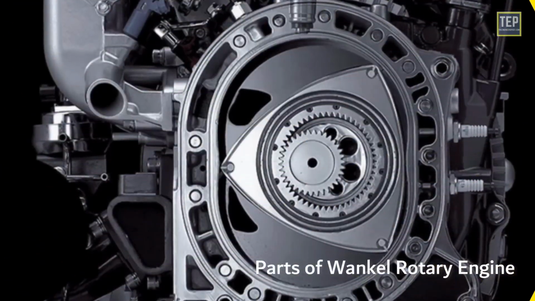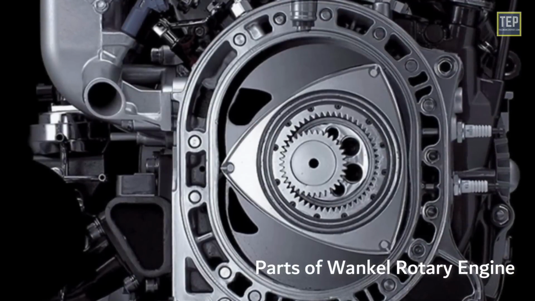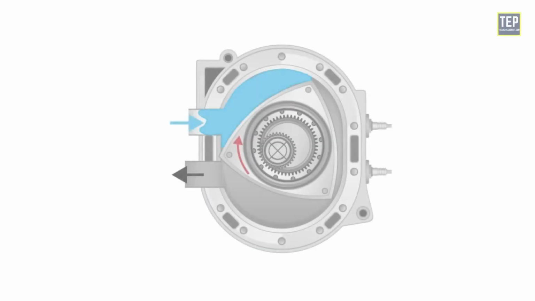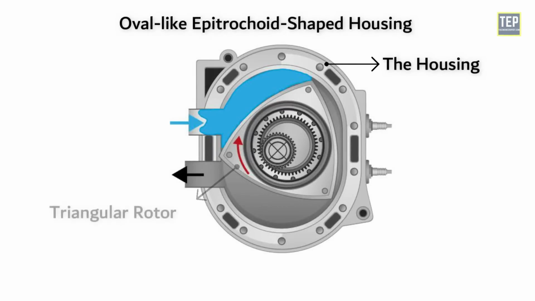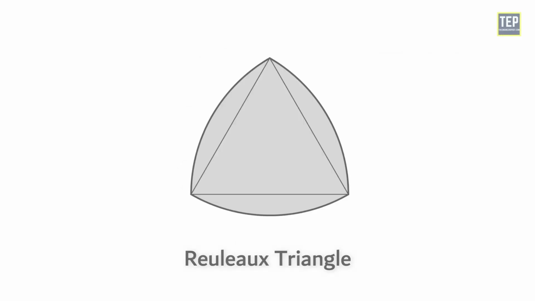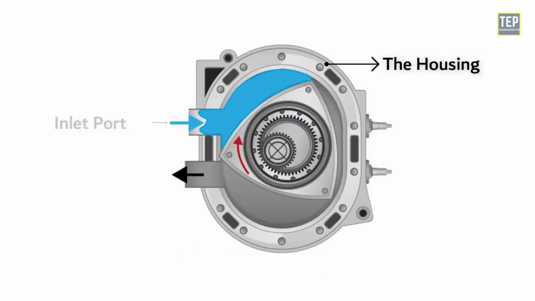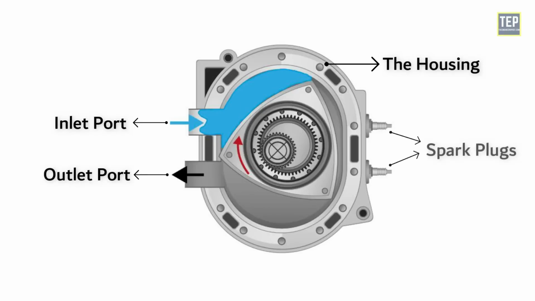And now, let's take a look at the different parts of a Wankel rotary engine. The housing. It is an oval-like epitrochoidal-shaped housing enclosing a triangular rotor with bow-shaped faces that resemble a Reuleaux triangle. The housing consists of an inlet port, outlet port, spark plug, and water jacket, etc.